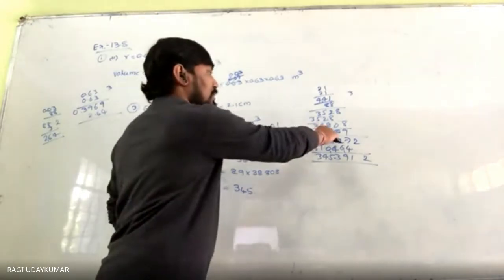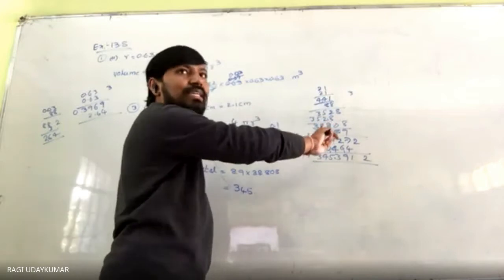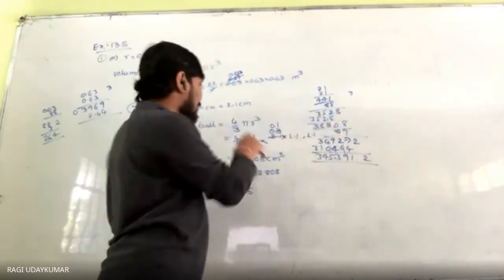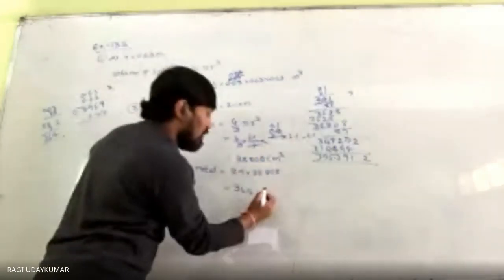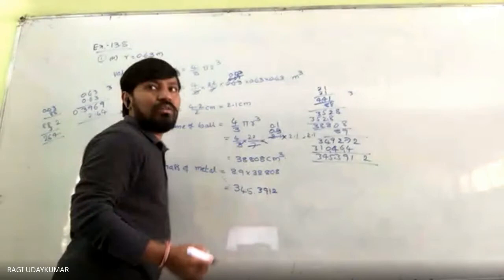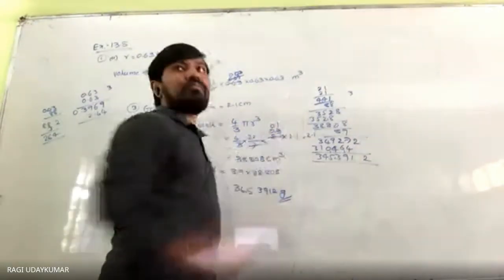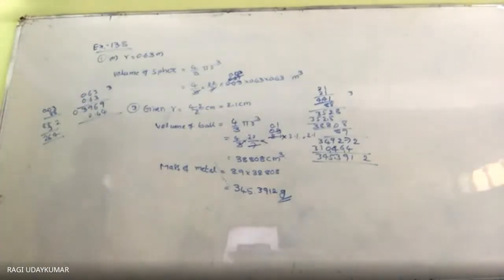Why? Because when you multiply 4.41 with 88, you are going to get 388. But here one more 0.1 is there, that also we have to multiply. So 345.3912 grams. Okay.